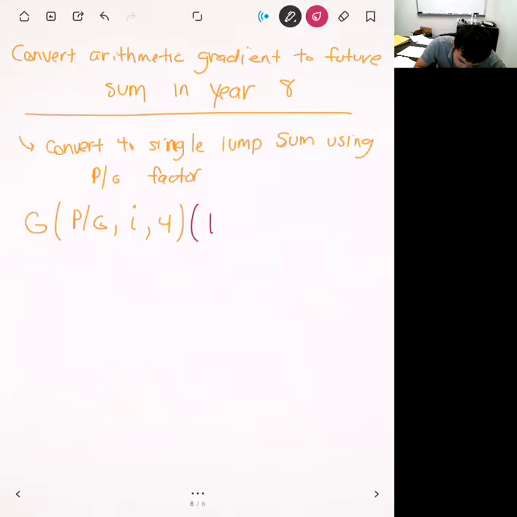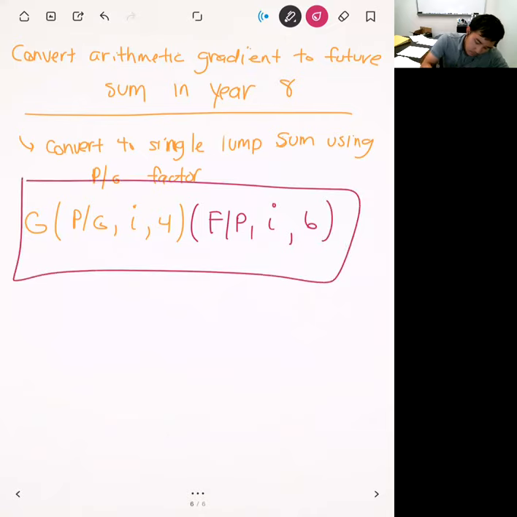And so we're going to apply F over P, I and 6 years. That's how you would perform that conversion, by moving your arithmetic gradient into a future sum on year 8. Hopefully that gives you guys another look at these things. And so that's how you do conversions of a recurring cash flow to a single lump sum.